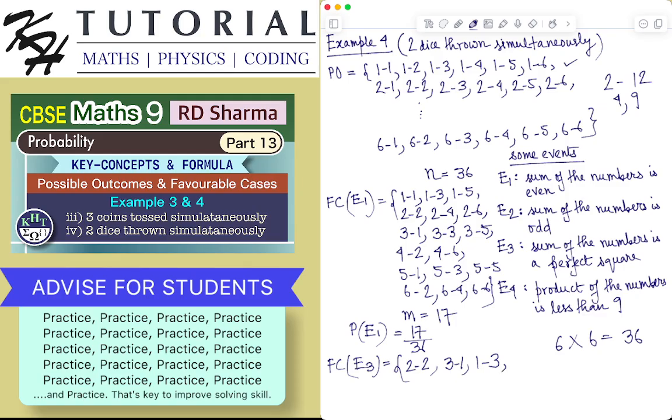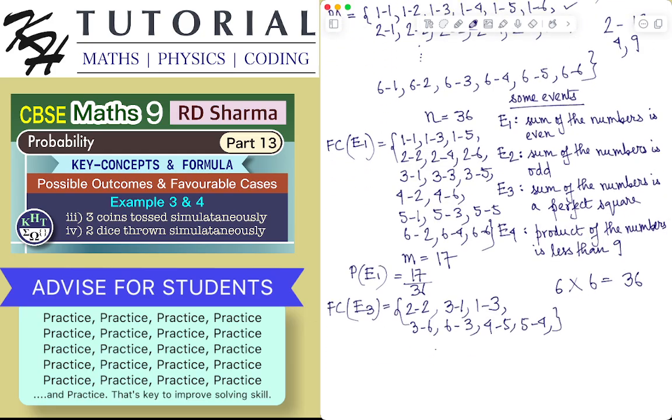Now what are the outcomes where the sum of the numbers showing up in the two die will be equal to 9? It can be 3 6. It can be 6 3. It can be 4 5. It can be 5 4.